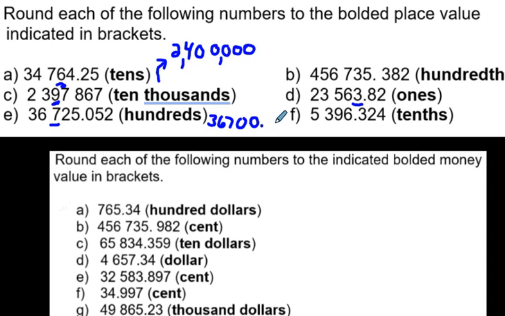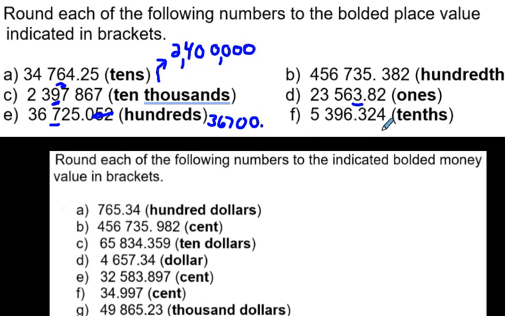Because it's all zeros after the decimal, you don't really have to put those zeros right here. Okay? They're not really necessary. There we go. We've just rounded that off to the hundreds place. 36,700.